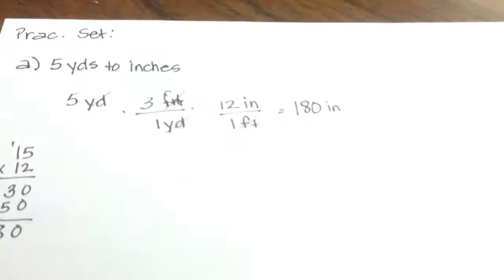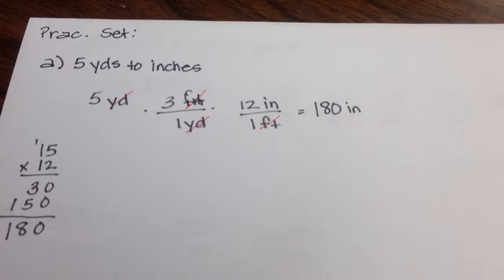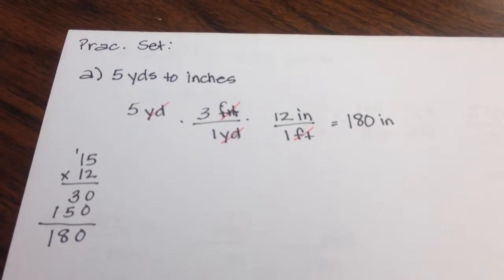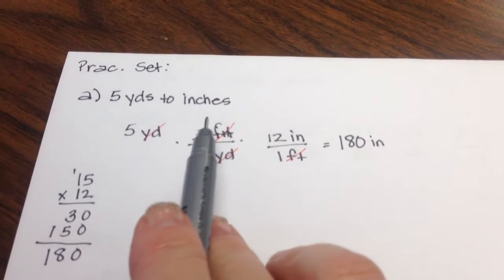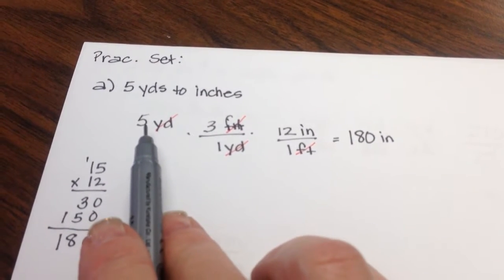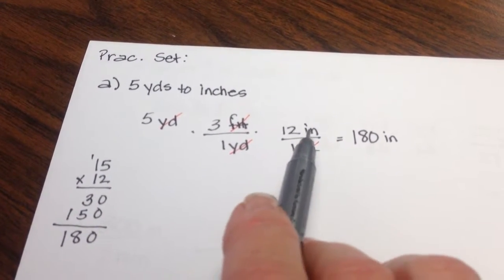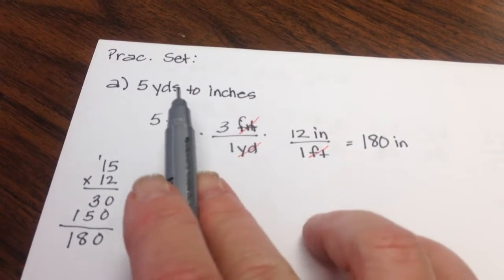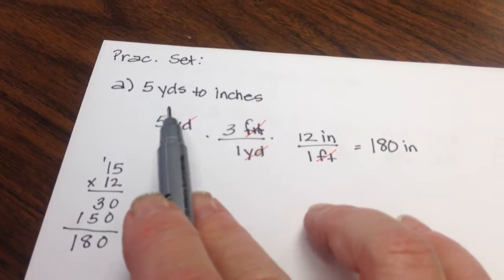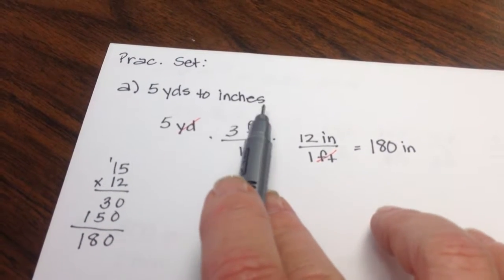All right, practice set. Here we go. I want you to copy these down as we do them, please, because you need to get your brain used to this. So you're going to write these down. So 5 yards to inches. Okay, so 5 yards. I want inches. I want the inches on the top, but I need to have my feet somewhere in there, right? I can't just go yards to inches. Well, I could, but we're going to go yards, feet, inches.